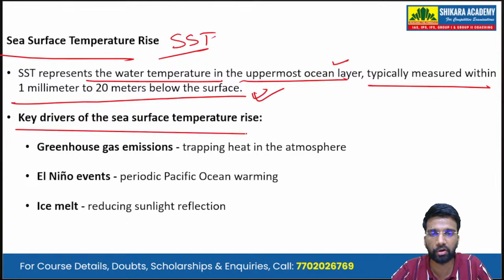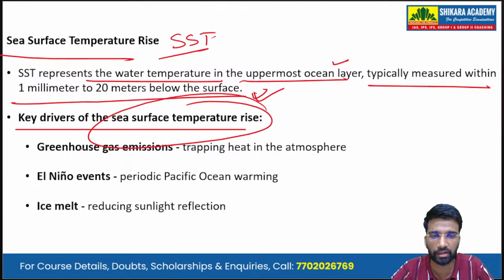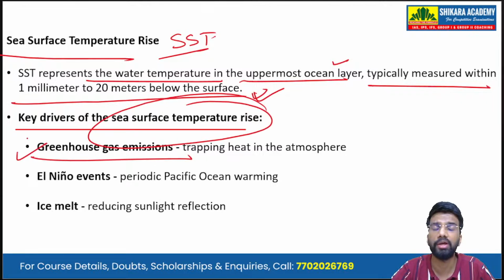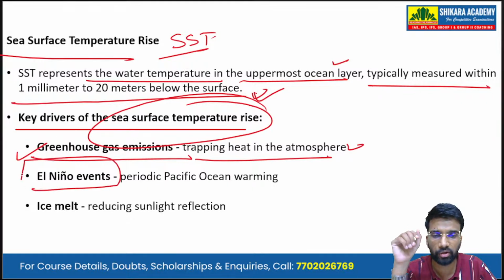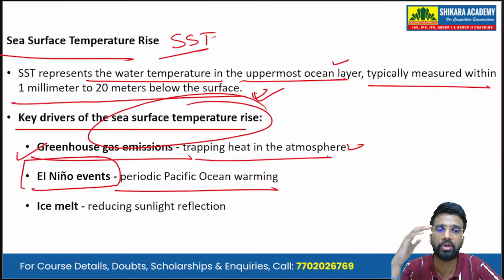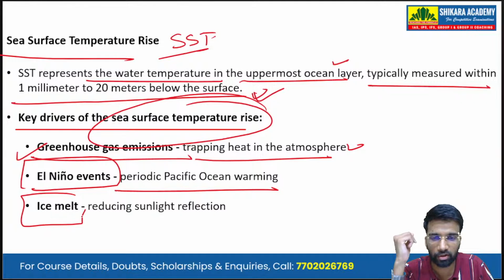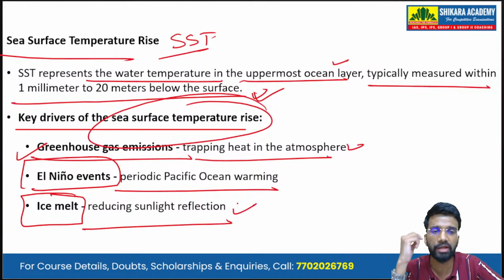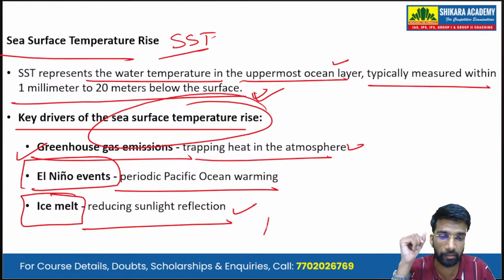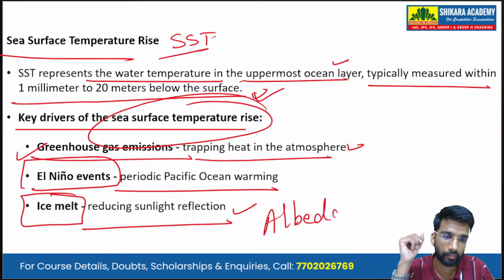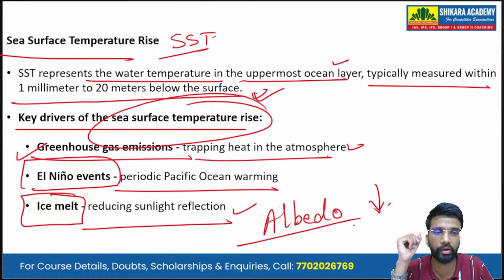The key drivers of the sea surface temperature rise are, first, increased greenhouse gas emissions, which are trapping heat in the atmosphere. Second is the El Nino events, which is the periodic warming of the Pacific Ocean. Third is the melting of ice, which is reducing the sunlight reflection, or the albedo. So albedo is going down.